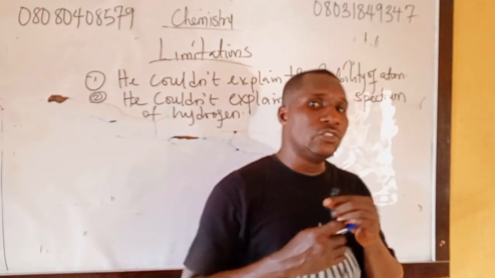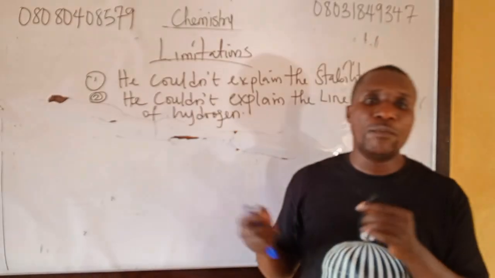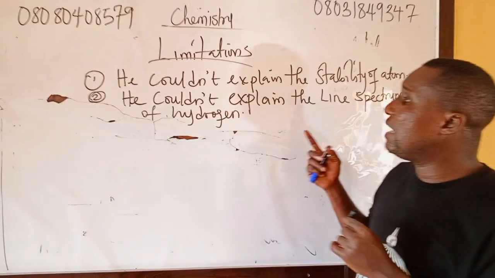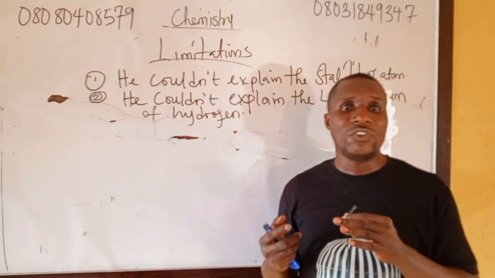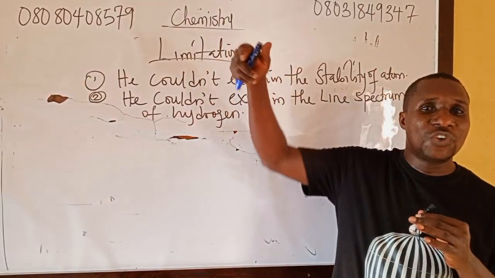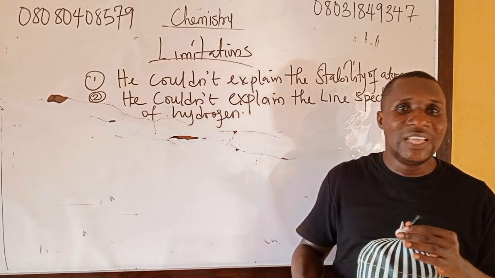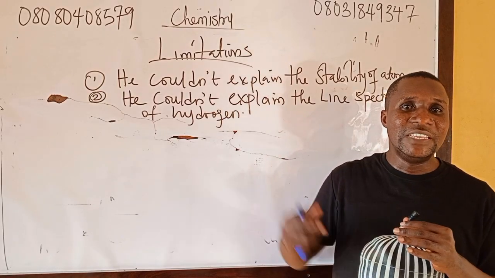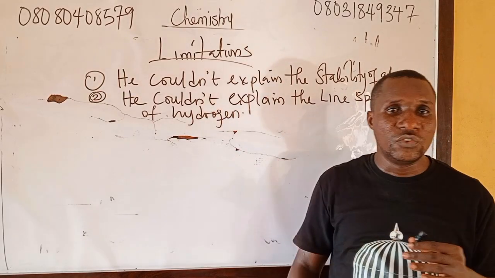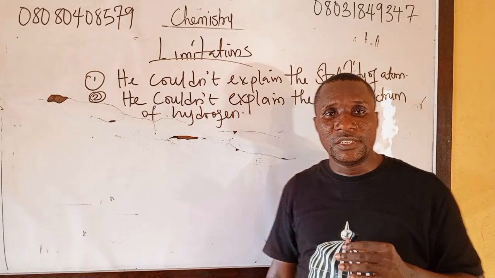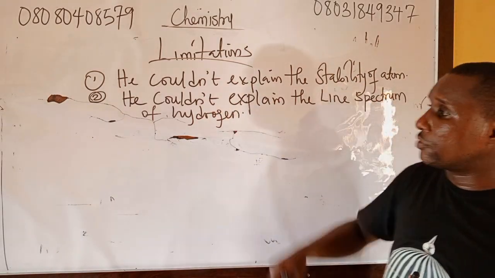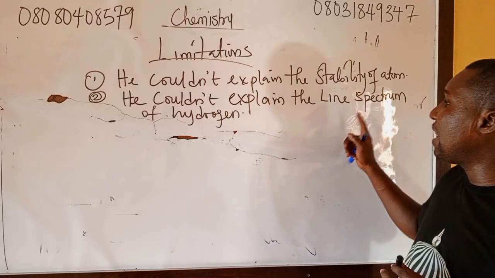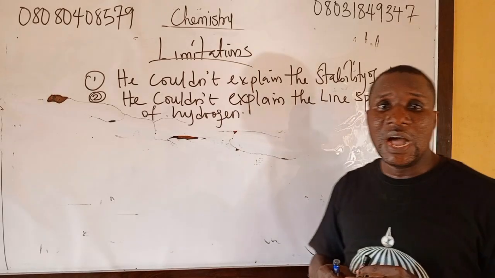In this atomic model, since he could not explain the stability of atom, the way he explained atom is as if the electron can fall into the nucleus. Take note of that. The limitation: he could not explain the stability of atom, and he could not explain the line spectrum of hydrogen.